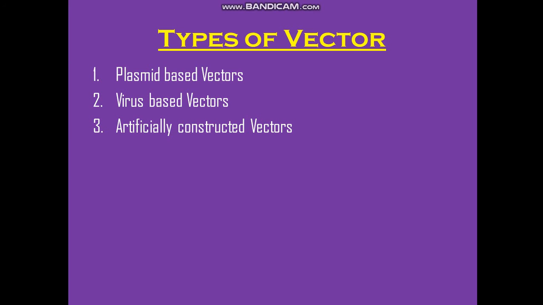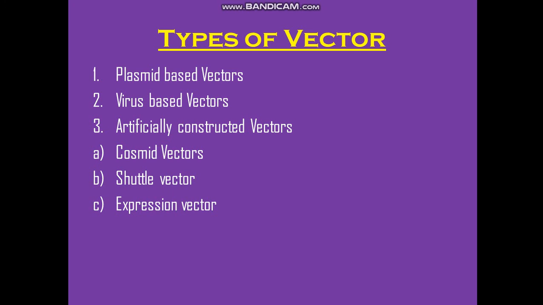We have plasmid based vectors which are naturally occurring. We have virus based vectors which are again naturally occurring. Then the third category is a broader category and is a continuously evolving category, because it is artificially constructed vectors. Some of the examples of artificially constructed vectors can be cosmid vectors, shuttle vectors, expression vectors, BAC, bacterial artificial chromosome, YAC, yeast artificial chromosome, and HAC, human artificial chromosome.